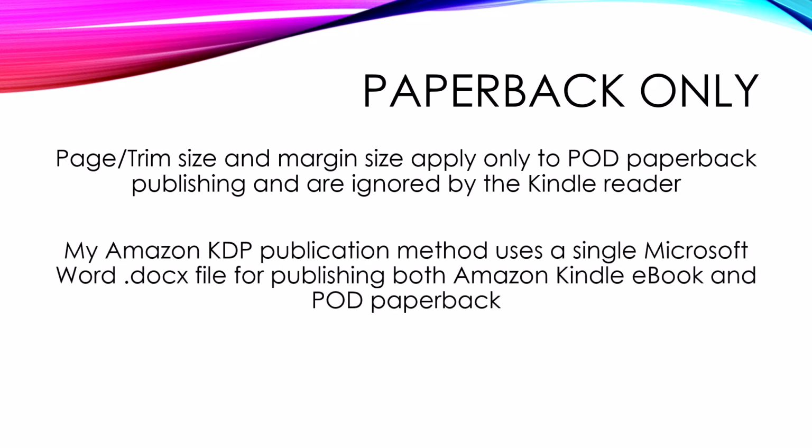Now, the cool side effect of this is that my Amazon KDP publishing method uses a single Microsoft Word .docx file for publishing both the Amazon Kindle ebook and the POD paperback. So I don't need to have separate files, and this is so handy. Imagine having a file for the paperback and then one for the ebook, and you have to make a change. Well, you've got to make it in two places. Did I make it in both places? Did both those places get backed up to my Google Drive? Having one source file is a huge benefit.